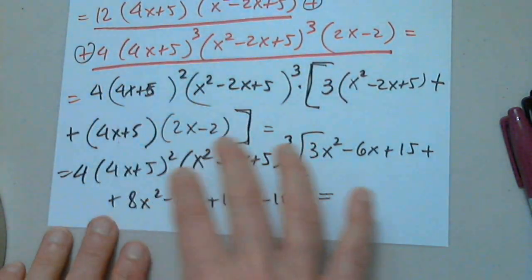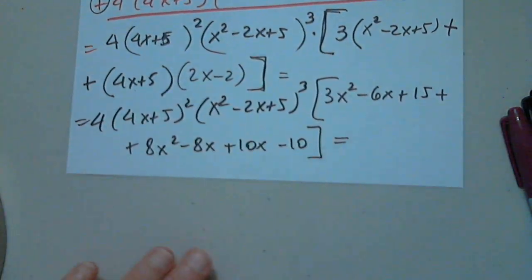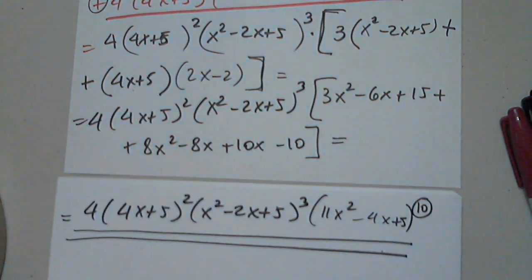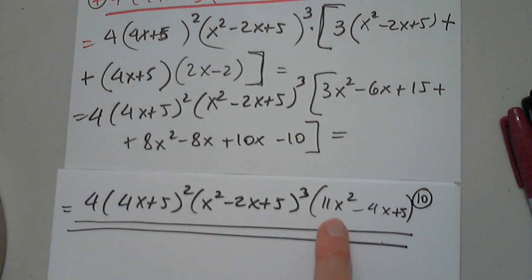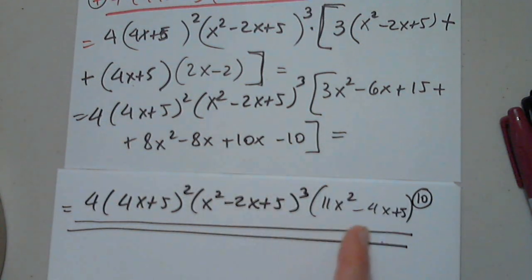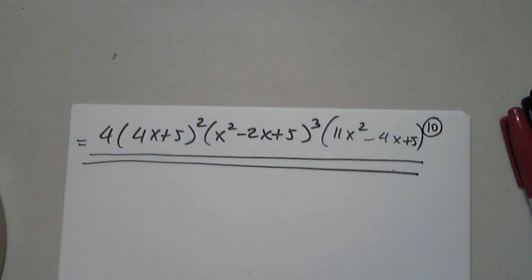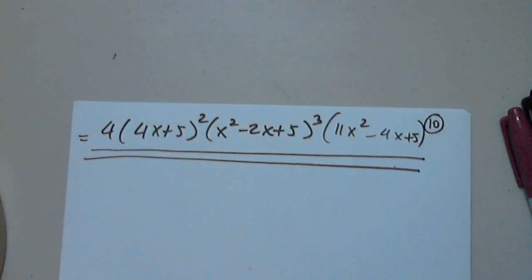So then I copy these 3 factors, and then I distribute it here using algebra, and then simplify this quadratic polynomial into 11x squared minus 4x plus 5. 11x squared, negative 14 plus 10, negative 4, 15 minus 10, 5. Is that better? Yeah. Okay, perfect.